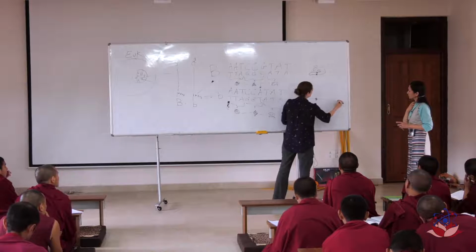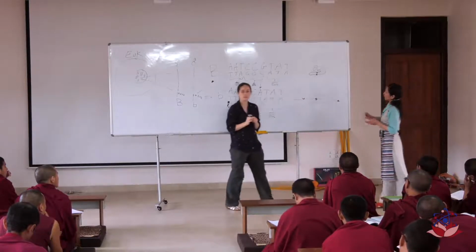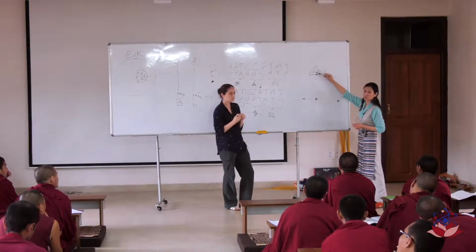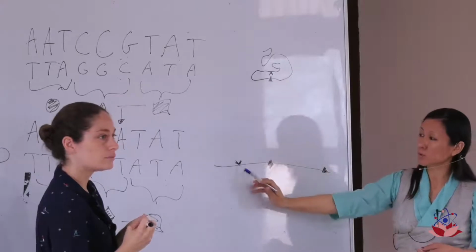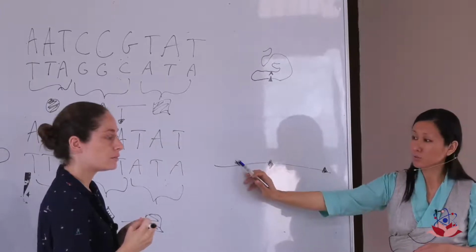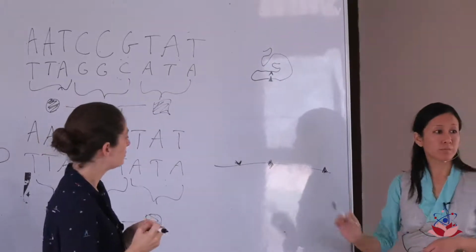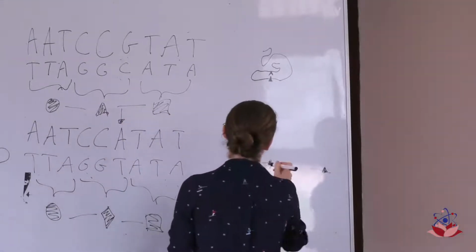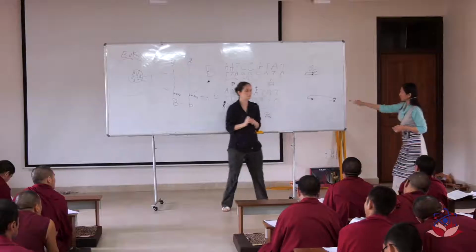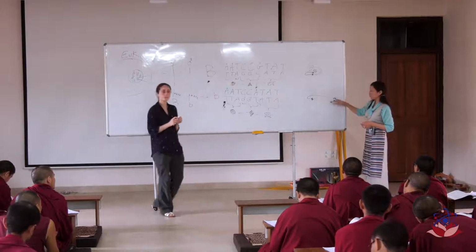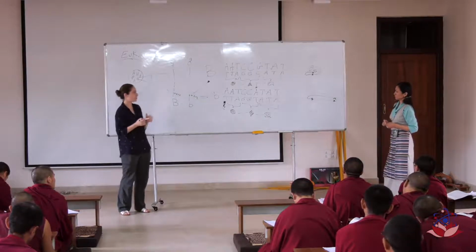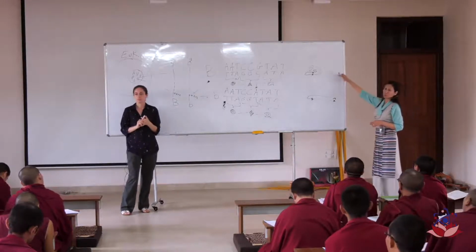It might look for a different triangle to find. So when this goes to fold, it might fold very differently. And it will not have the same function as our brown allele.